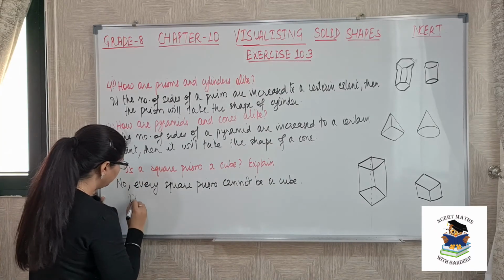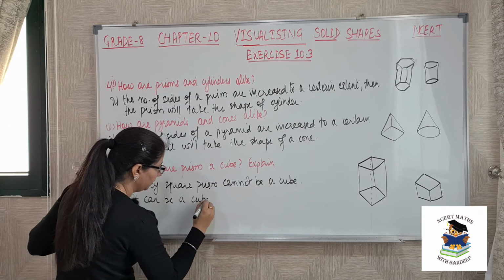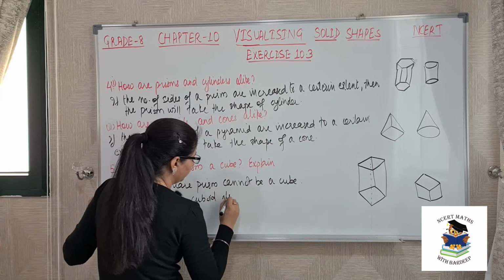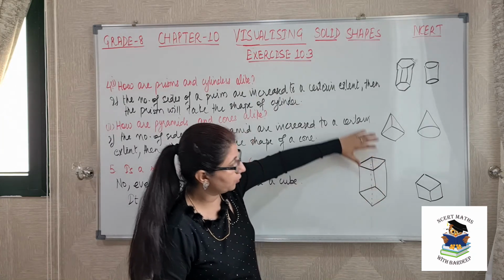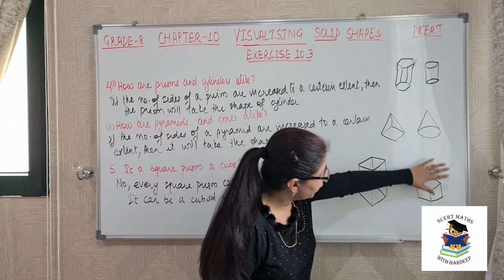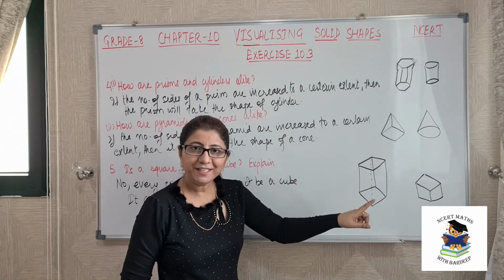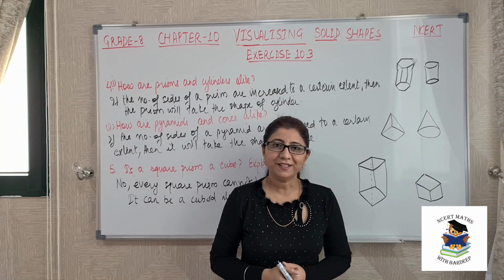It can be a cuboid also. Because if this is joined in the shape of rectangles, it can take the shape of a cuboid. But if it is joined in the form of squares, then it will take the shape of a cube. So I hope question number 5 is clear to you.